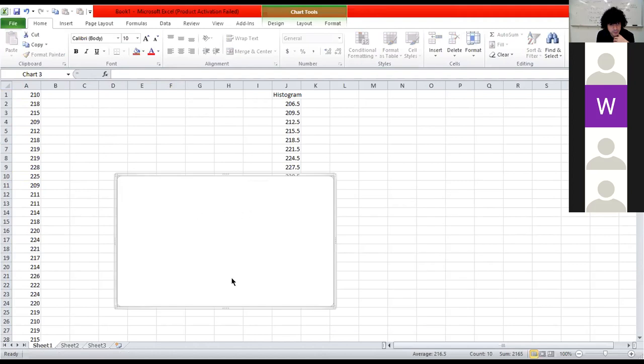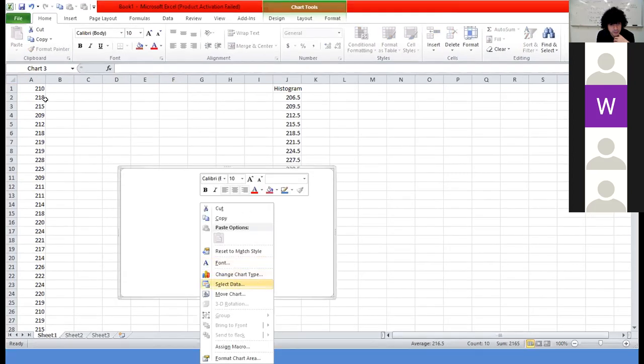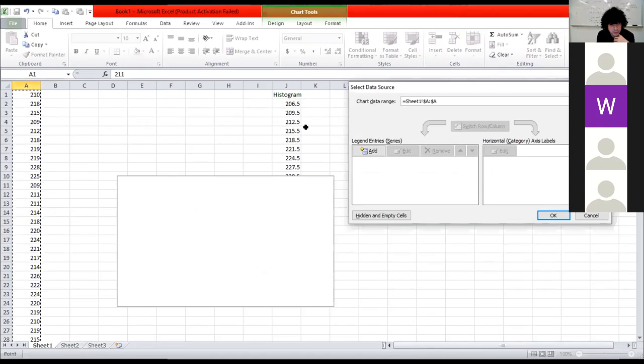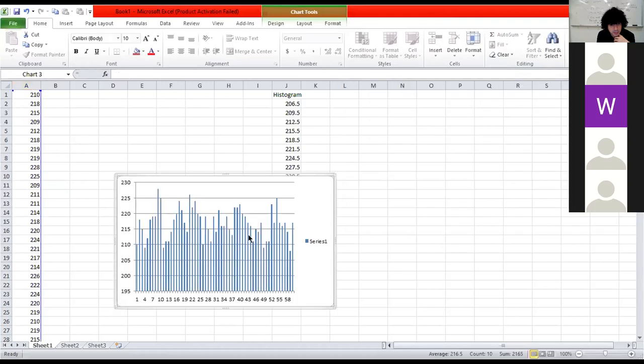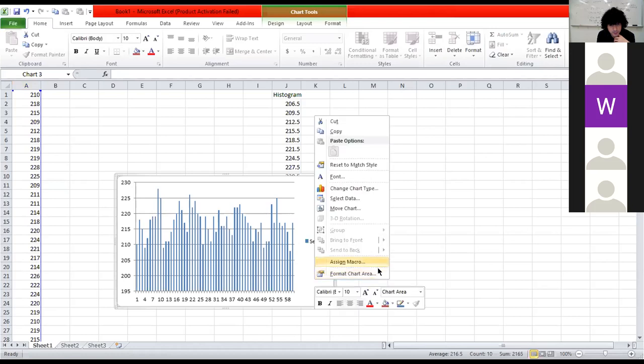And now do the same select data, but this time just click A. And click OK. I think that should. OK, at least in the series. Right click it. Format chart area.